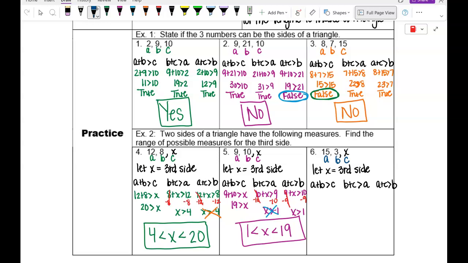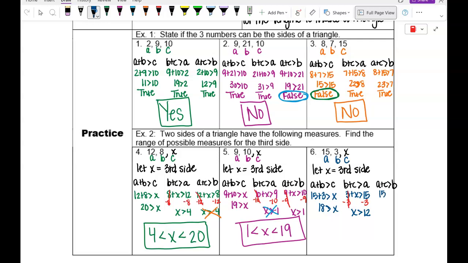And now start substituting in. 15 plus 3 has to be greater than x. So 18 is greater than x. 3 plus x has to be greater than 15. Subtract 3 from both sides. And x is greater than 12.